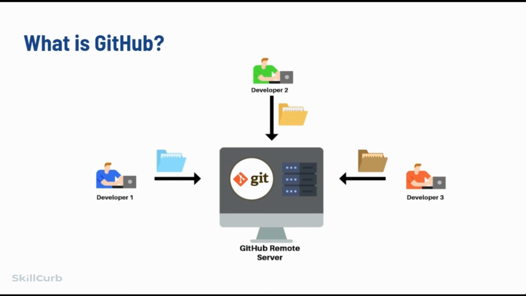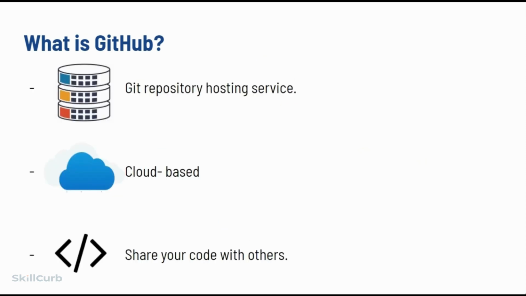As we know now what Git is, Git is a distributed version control system used for source code management. GitHub is a remote server for this source code management. All the team members of a project can connect to a Git server for this specific repository using GitHub. GitHub is designed as a Git repository hosting service and is exclusively cloud-based. You can share your code with others, giving them the power to make revisions or edits.